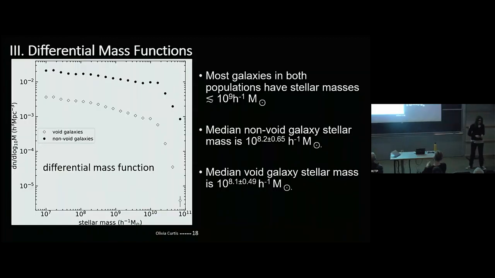I also looked at mass functions for these galaxies. These are differential mass functions showing the total number of galaxies per log mass bin per unit volume. We actually find that most galaxies in both populations have stellar masses of about 10^9 h^-1 solar masses, with the medians of both populations actually being pretty comparable at about 10^8.1 h^-1 solar masses. Again, this suggests that these galaxies have fairly equal masses, albeit with fewer of them in the void galaxy population.